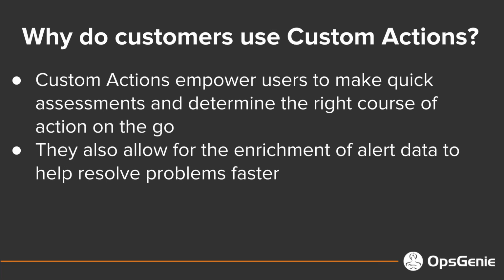So why do our customers use custom actions? Custom actions empower our users to make quick assessments and determine the right course of action on the go. So you can execute these custom actions from your mobile app, from Slack, to get more information for that particular alert. In the case of that ping action, you're on the go. You just want to ping that server very quickly and get the results to see if that host is still down or not. You can enrich the alert data on the go quickly and effectively with these custom actions.